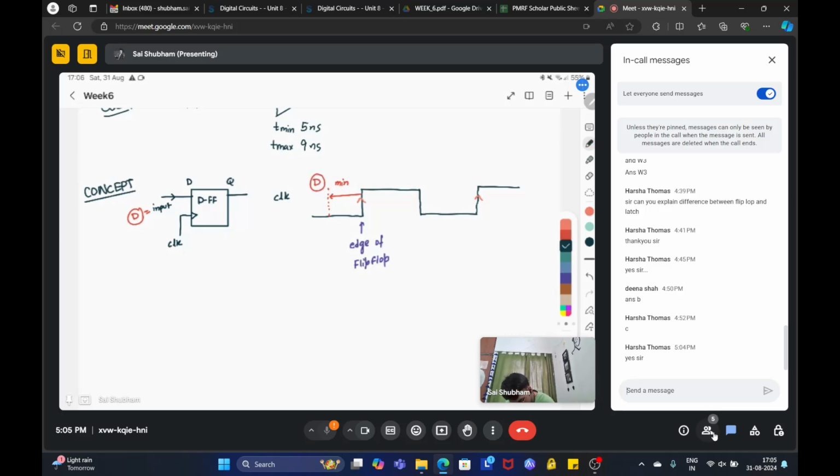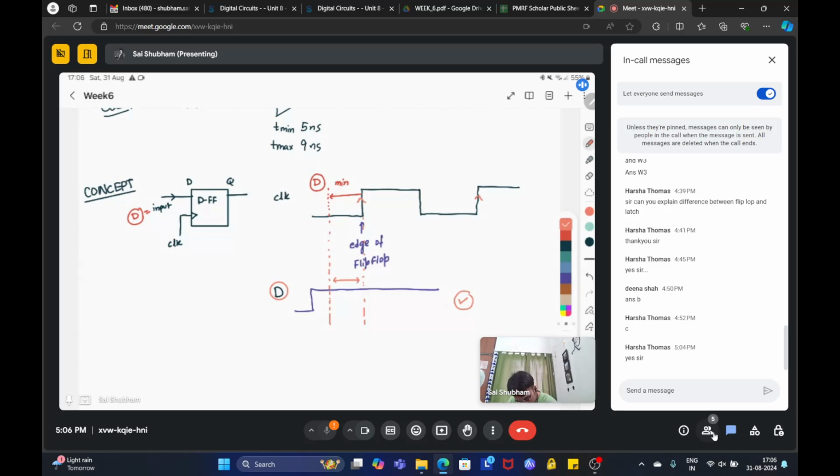For example, suppose this is my D. So it should be like this. Okay, so this is acceptable. This is the minimum window. Beyond this, my data D should be available so that my flip-flop can register it.